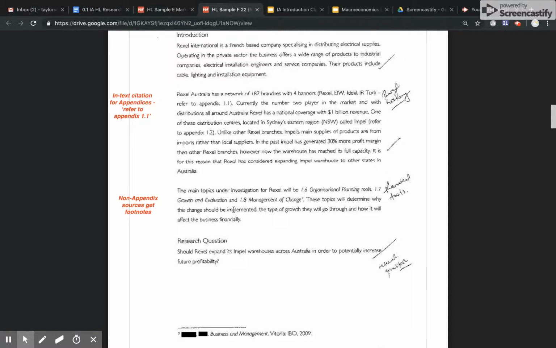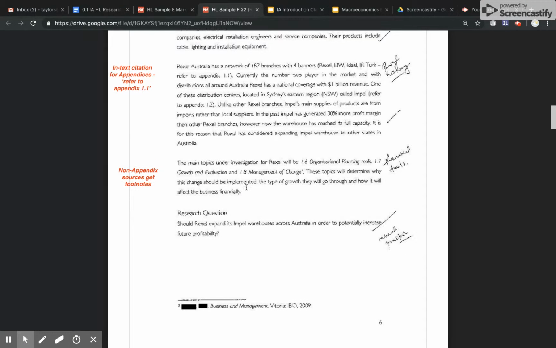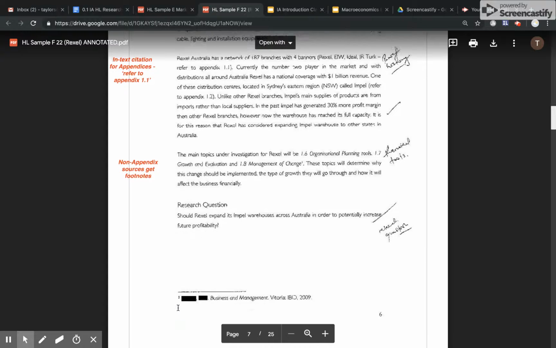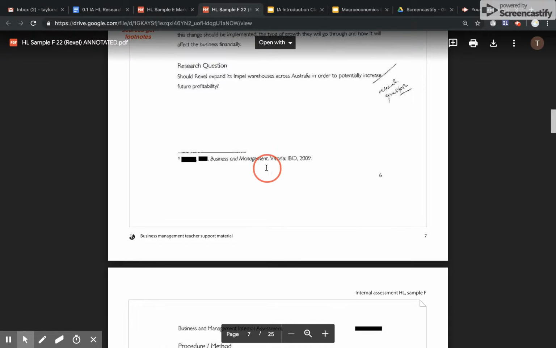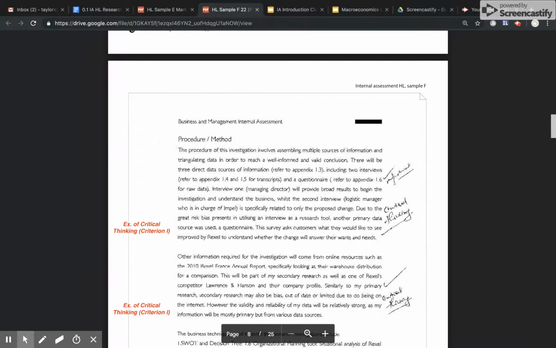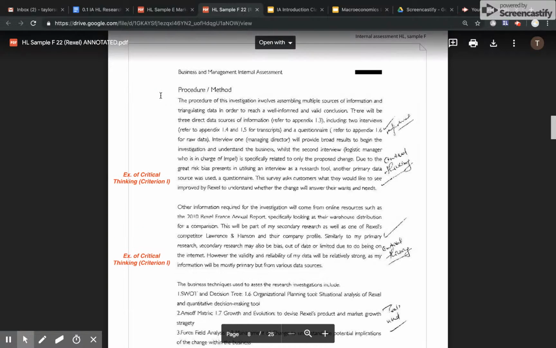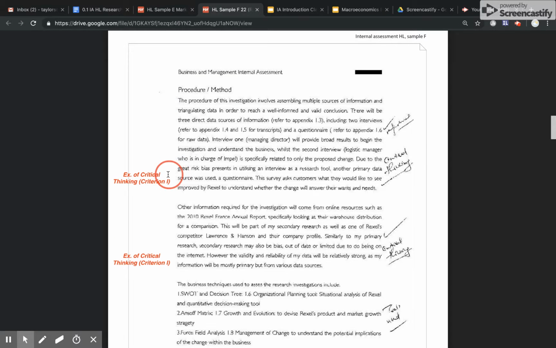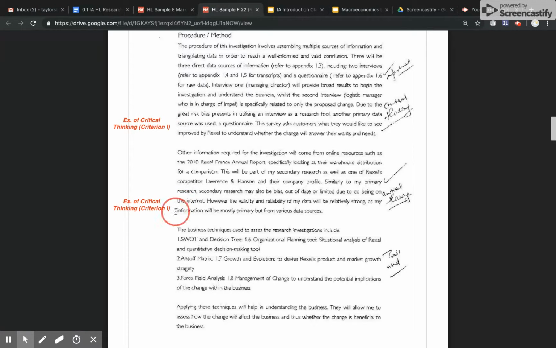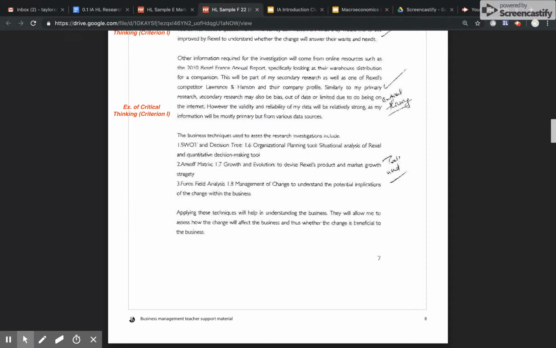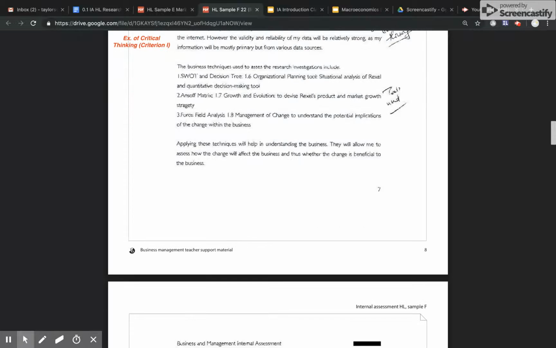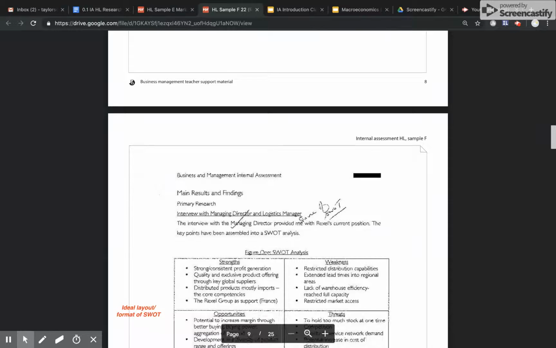And you'll notice that non-appendix-based information or citations get footnoted here. So in this case, they're referencing the textbook that they used in class. So it gets into procedure and method. This right here is a good example of critical thinking. Another example of critical thinking, which is one of the criteria, criterion I. Get into some of the assumptions and what they're doing.